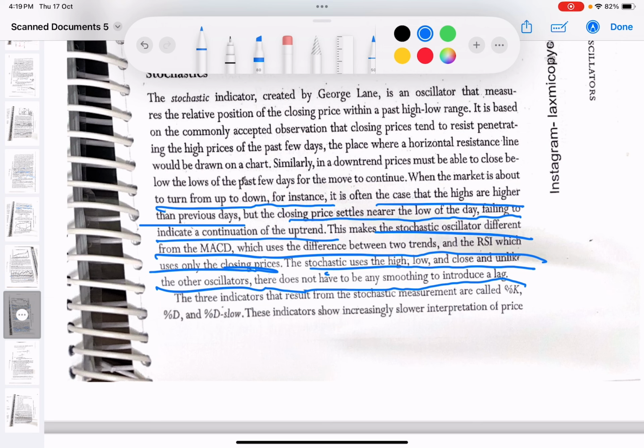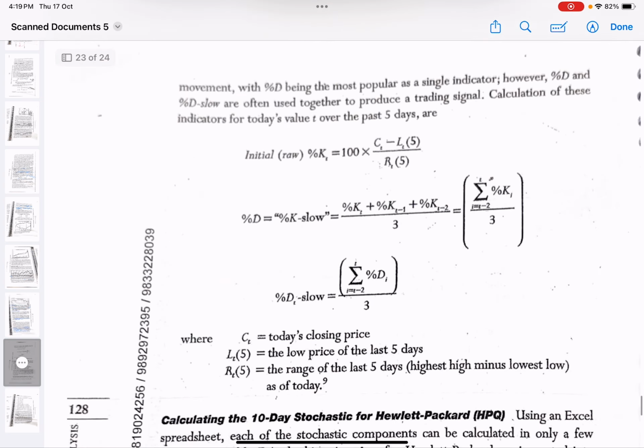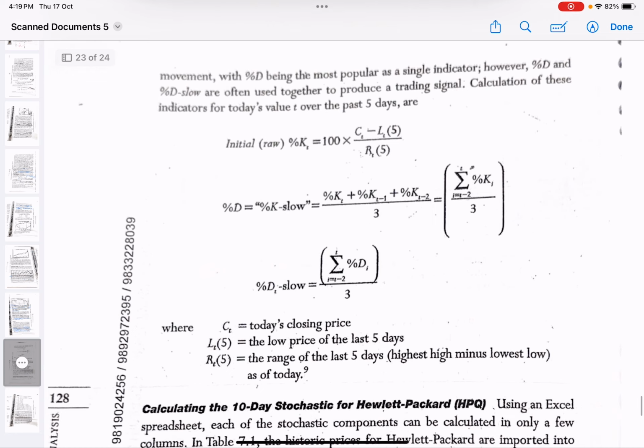The three indicators that result from stochastic measurement are called K%, D%, and D% slow. D% is the most popular as a single indicator, and K% and D% are often used together to produce a trading signal. Let's see how to calculate it.